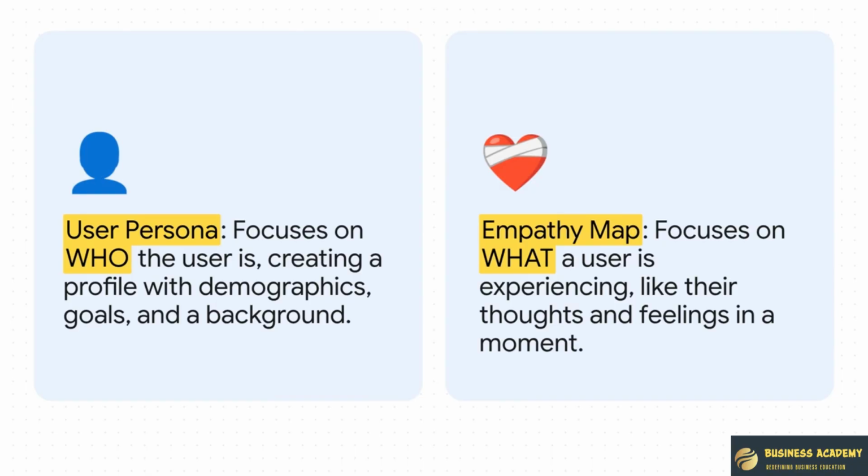So here's the simplest way to think about it. A user persona is all about the who. It's like a character bio. It gives you their background, their goals, a general profile. An empathy map, on the other hand, is all about the what. It's like a single scene from that character's life. It zooms in on what they're experiencing in a very specific moment.